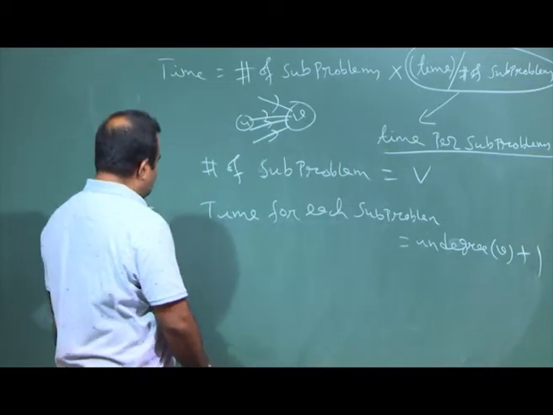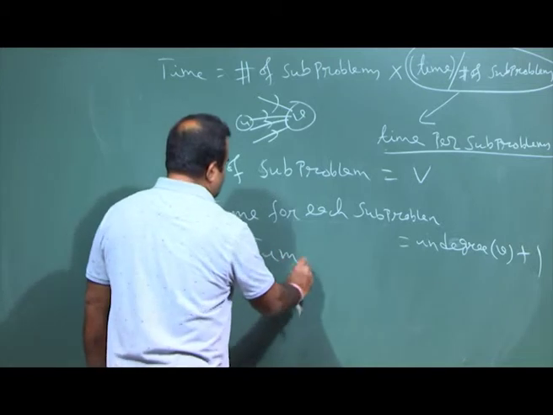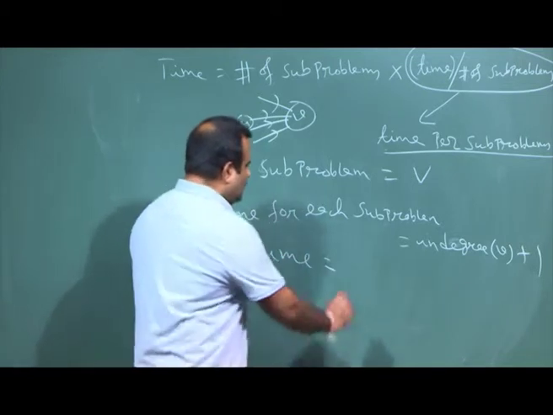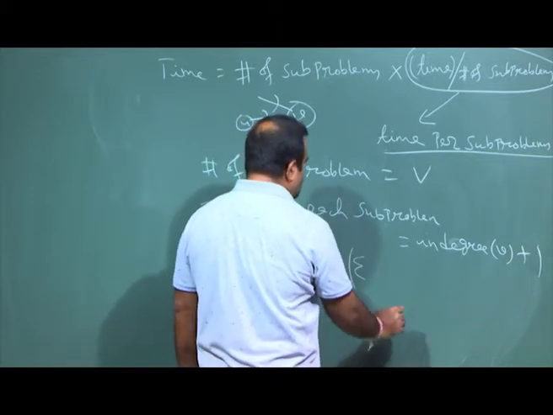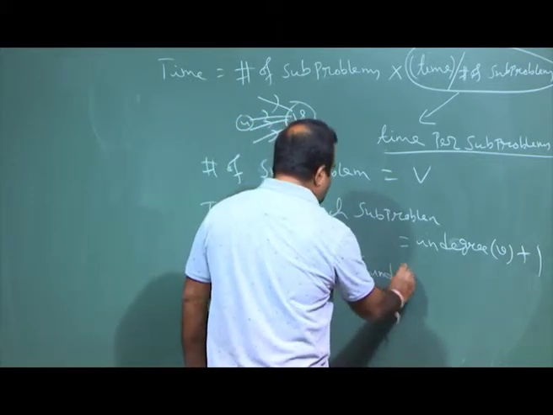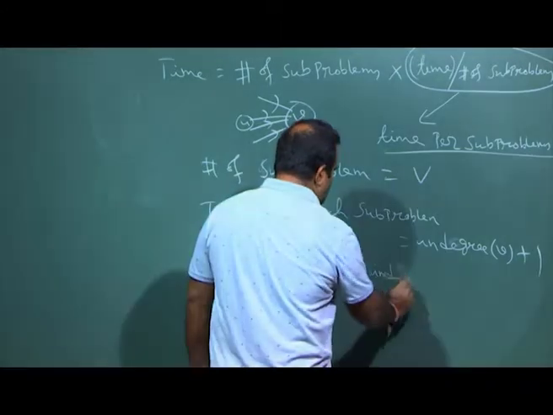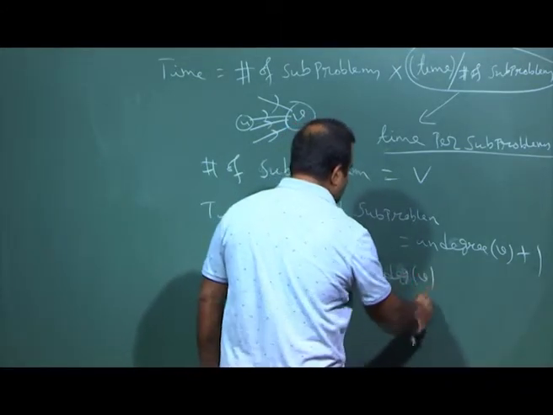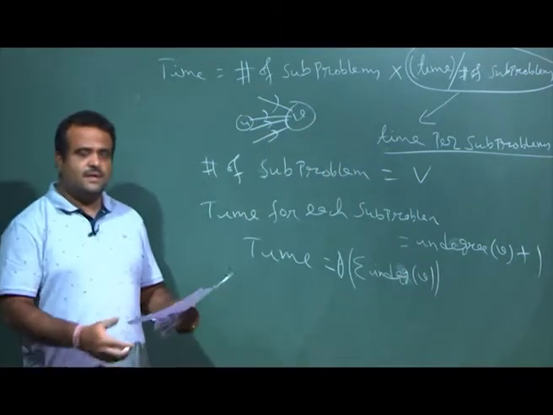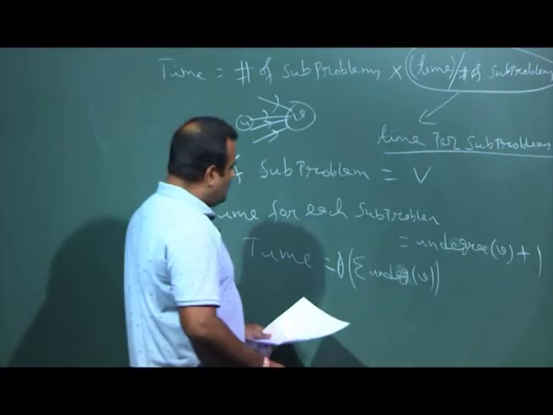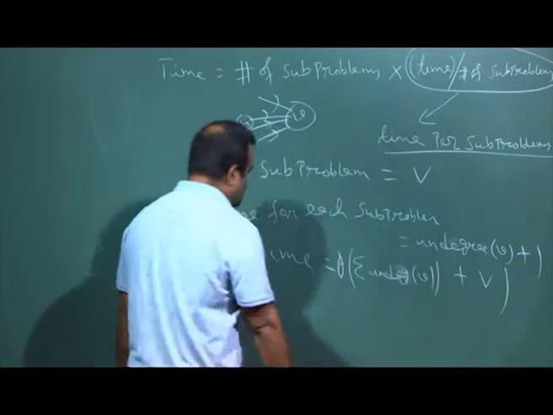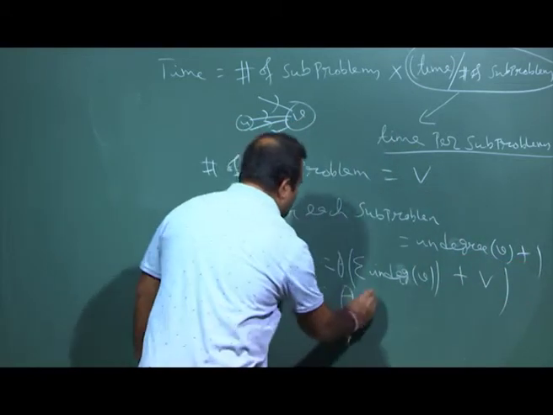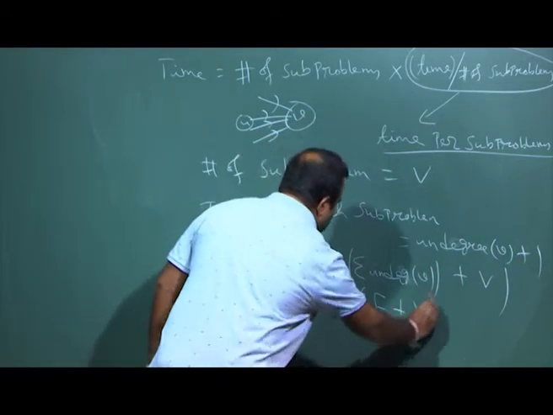Now, if you take the sum, the total time is basically a summation of, so we can put a theta over here, the summation of in-degree of V, in-degree of V plus V for this one. So, the in-degree of V sum is basically order of E plus order of V.